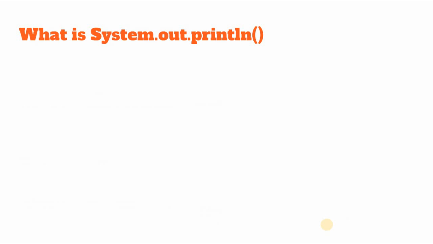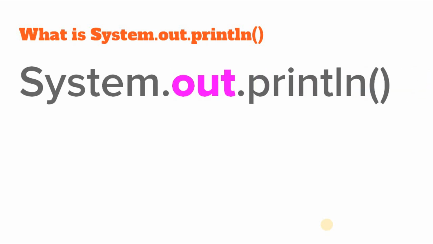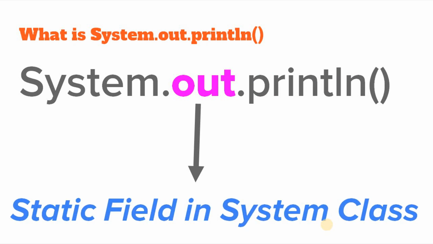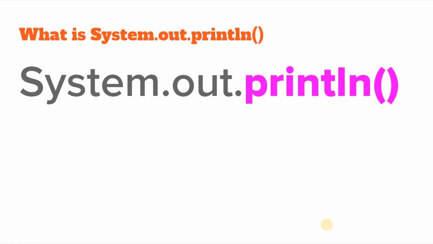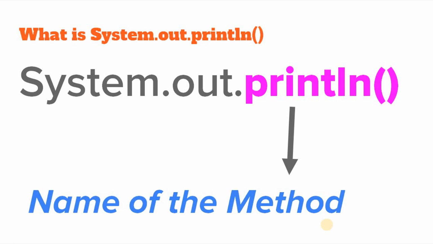Now let's check what is out. Already I told you, out is the static field in the System class. Later let's check what is println. The println is the name of the method which is available in the PrintStream class.